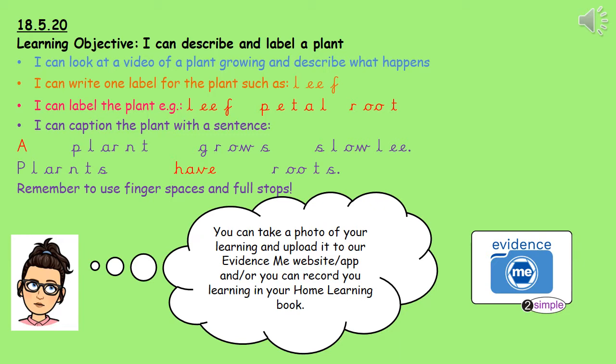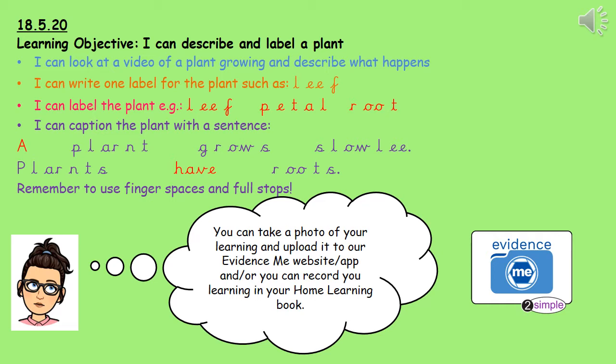The next task is, I can write one label for the plant such as leaf. Can you write a label for what you've seen in the previous part of the video? The next objective, I can label the plant, so you can use words such as leaf, petal and root, all using the sounds that you know.